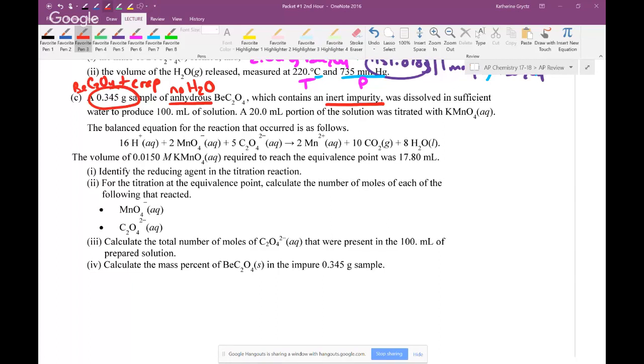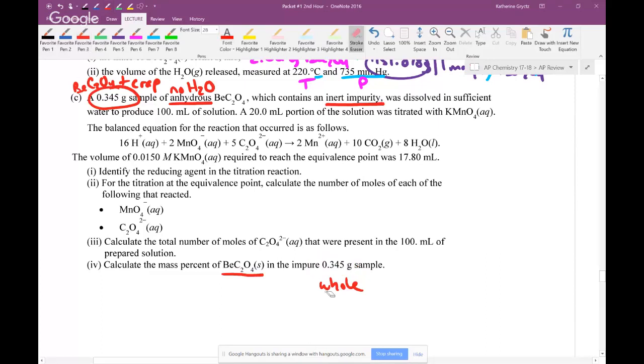That's going to end up being a whole. If you look down at what 4 asks, it asks you to calculate the mass percent of BeC2O4 in the impure sample. That's the whole. Okay. So that's what that was for. And part of this is you're going to go figure out how much BeC2O4 is actually in this.